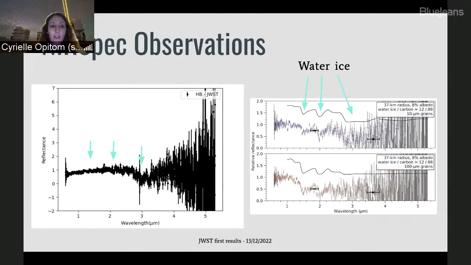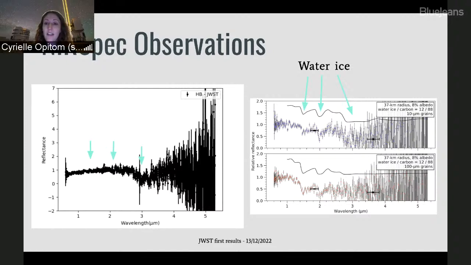So now if you go to the left part of the slide and compare to what we actually observed once we were on target, the absorption band around 3 micron is present, but we do not see any absorption bands around 1.5 or 2 micron. So we still have to see the limits that we can put on the existence of the absorption bands once we refine the uncertainties. But from these preliminary results, they don't seem to be there.